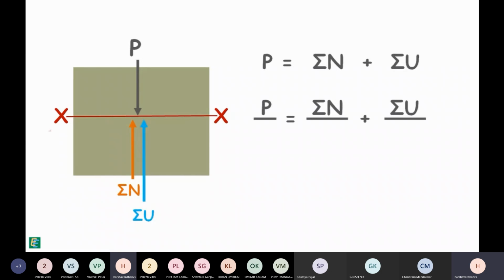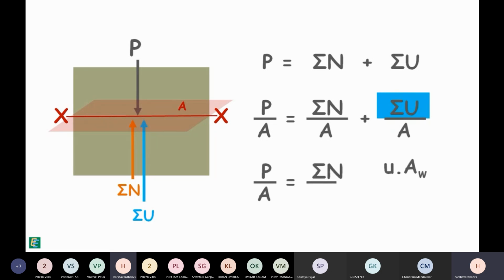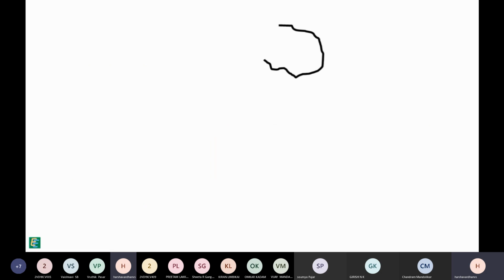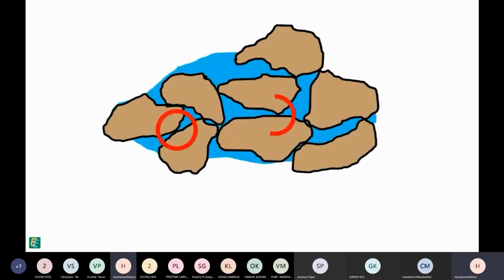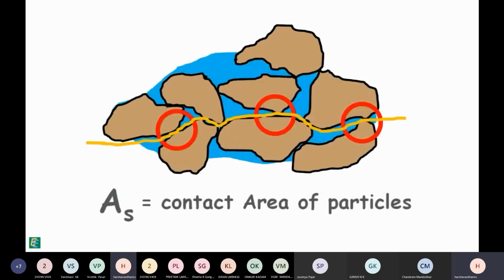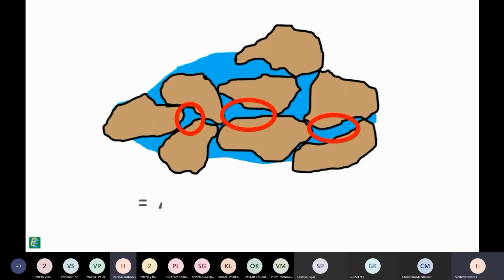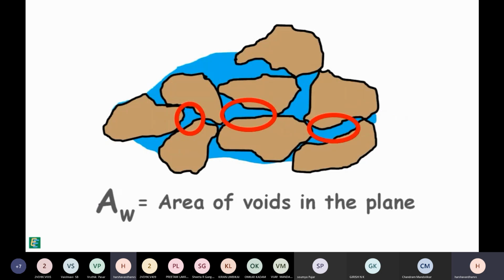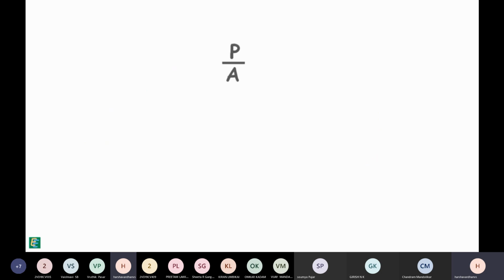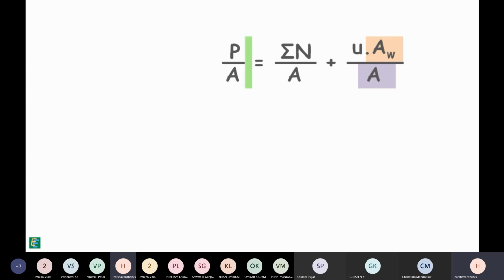Divide the equation by the whole cross-sectional area capital A of the plane. We can write the pore water pressure force as this. If we notice, the area of contact of soil particles, let's say AS, is very small, and almost all the area of this plane is covered by the area of voids, AW. So in our equation, these can be considered almost equal. And this value we have already noted is the total normal stress on the area.